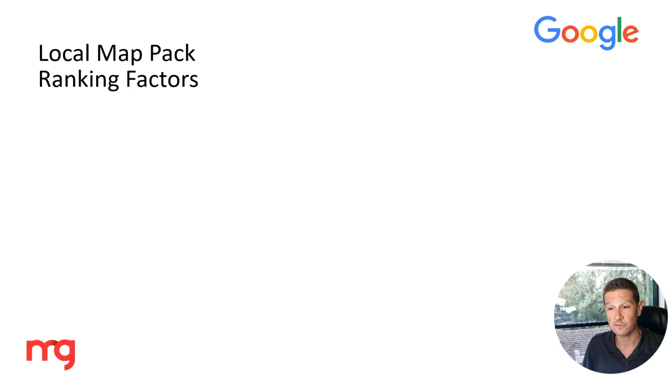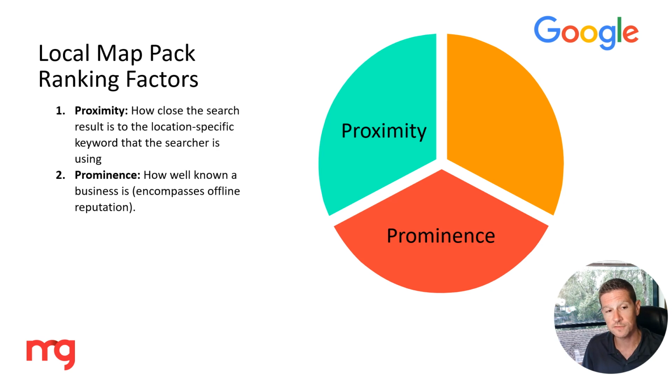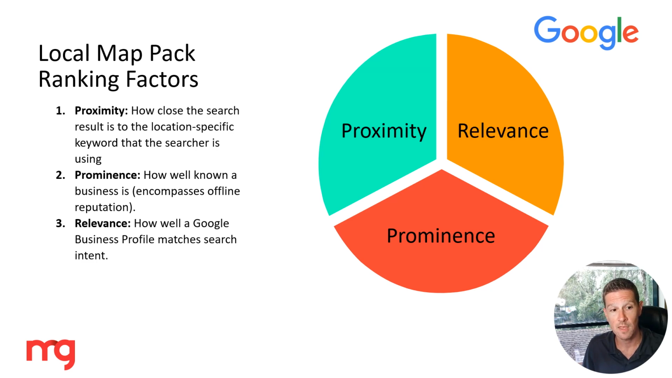Now, there are 3 factors that ultimately drive who shows up in the Google Local Map Pack. The first one is proximity, or how close the search result is to the location-specific keyword that the searcher is using. The second is prominence, or how well known a business actually is, which encompasses your offline reputation as well as your online reputation. And then third, relevance, how well a Google Business Profile matches search intent.